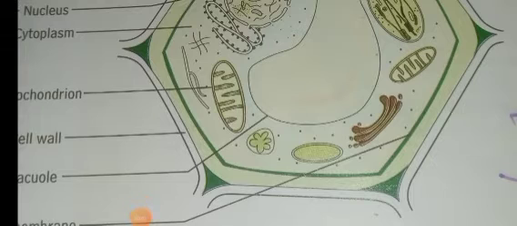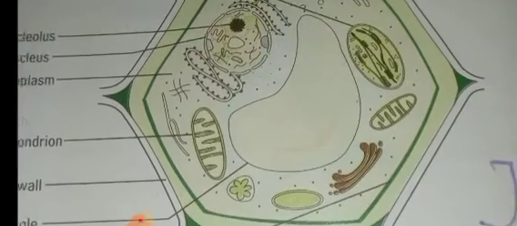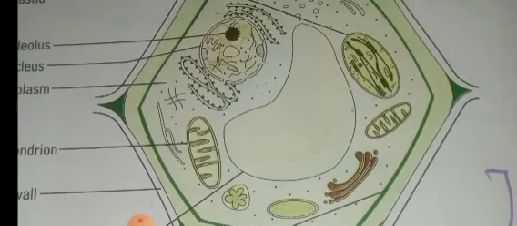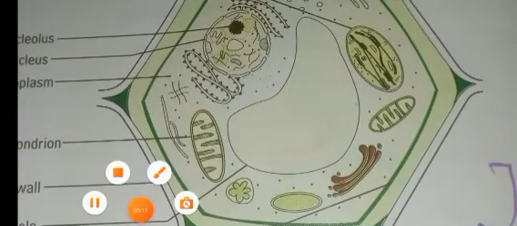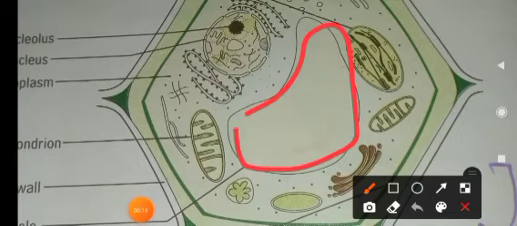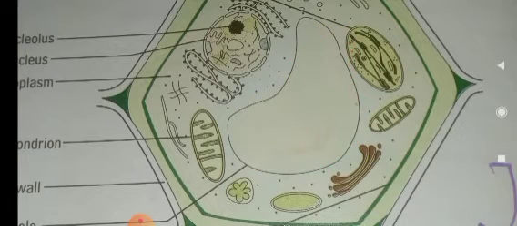Okay, now the next component of the cell is vacuoles. In the case of plant cells, we have a large vacuole. This is the vacuole. Vacuoles are actually sacs or cavities. Their structure looks like sacs or cavities. They contain a fluid called cell sap. Cell sap consists of water, sugar, salt, and other food materials and waste materials.